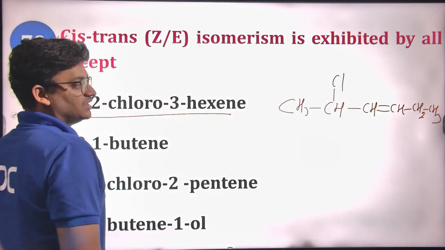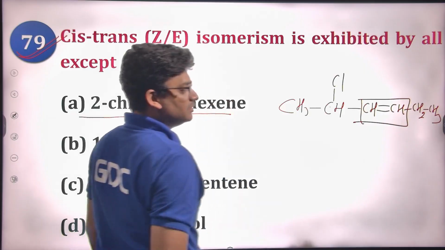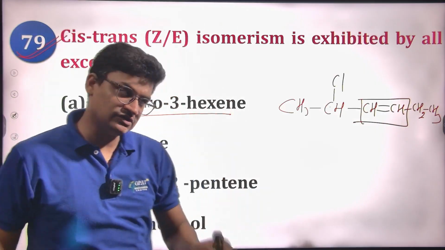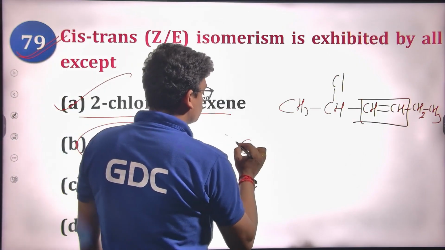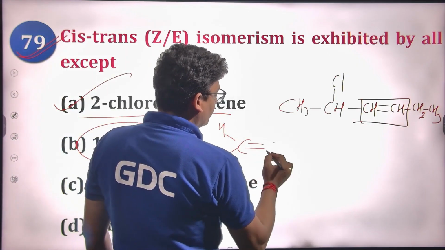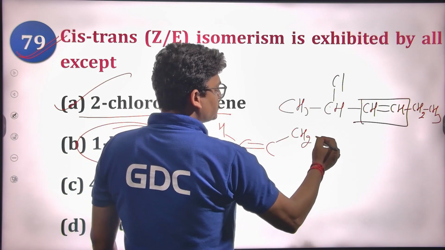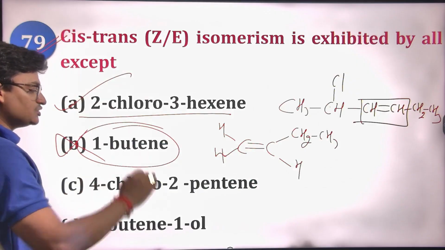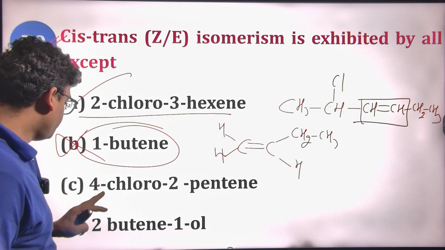Yes, this structure is having restricted rotation, and all the atoms on a single double bonded carbon are different. So yes, this is showing GI. It is not possible for 1-butene to show GI, since the double bonded carbon is having two same groups. If we are having two same groups attached, then this cannot show GI. So this is not cis-trans or E-Z isomers.